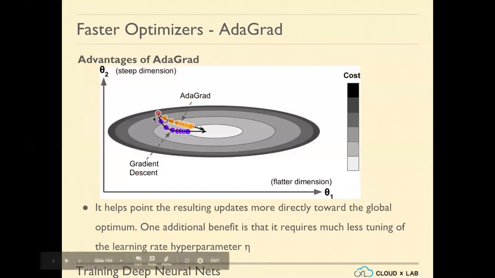So with adaptive grad, let's say here the slope is more, and instead of going in this way, it goes more like this. Because if theta 1 is changing really fast, or theta 2 is changing really fast, instead of going really fast in that direction, we'll go a little slower in that direction. So it might take a bit more time, but the distance covered will be smaller. Okay, you can say it this way. And so it helps point the updates more directly towards the global optimum. One additional advantage is that it requires much less tuning of the hyperparameter eta.